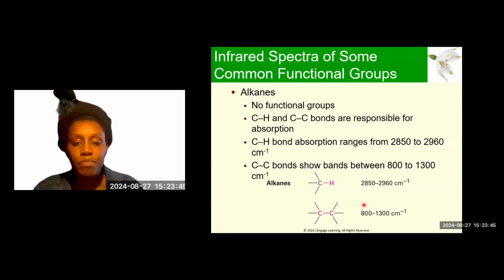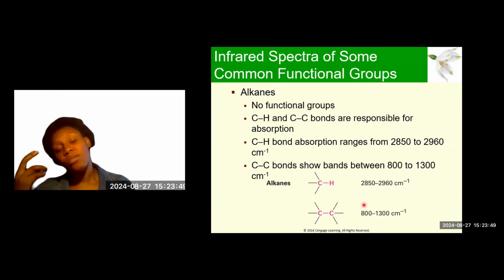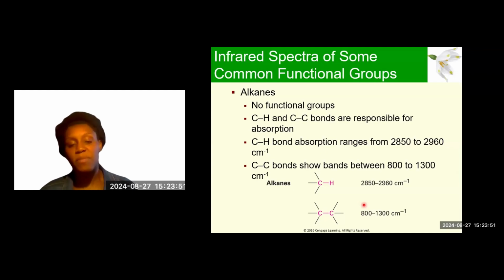All right, so we're going to talk about functional groups in reference to infrared spectroscopy. First, we're going to start off how we started last section, talking about alkanes. We're looking at hydrocarbons. These are hydrocarbons that have only carbon and hydrogen bonds.